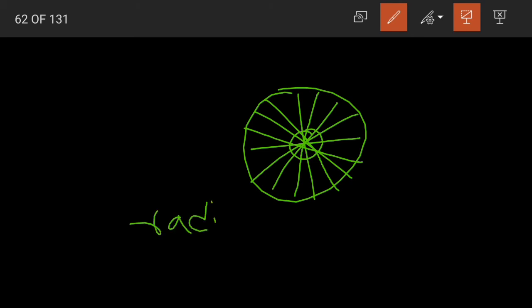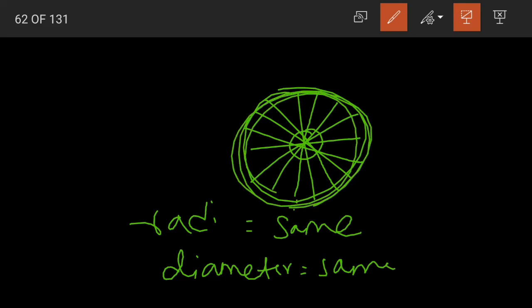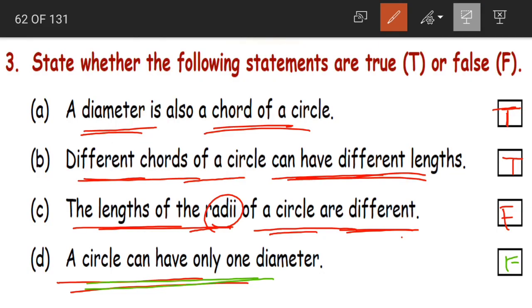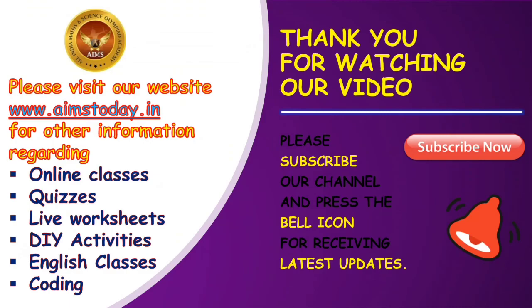The length of the radii will be the same, and also the length of different diameters for the same circle. Remember, for the same circle, it will be the same. The lengths will not be different for the same circle. I hope this is clear, children.